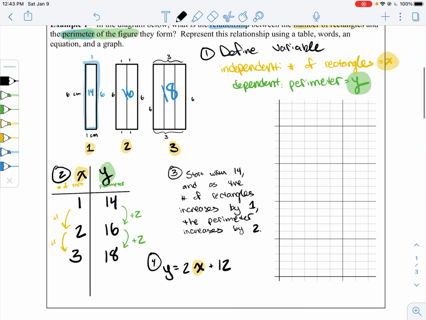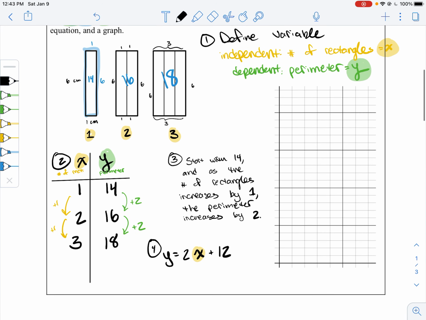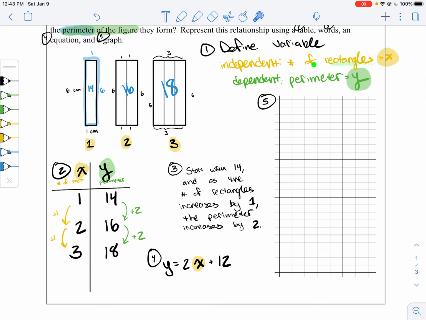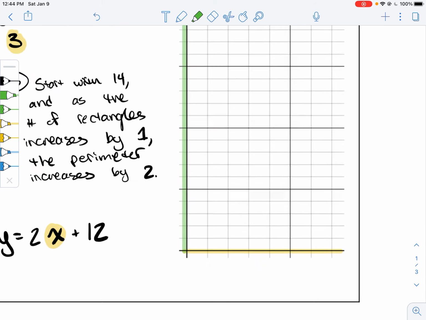And then finally, we had table, words, an equation, and now a graph. So here's our graph. Now, for me, graphing is my favorite part because we know what we need to do. We know that our independent variable will go horizontal because independent always goes this way. And then our dependent variable will always go vertical, up and down. And we need to label our axis. We need to know what we're talking about.